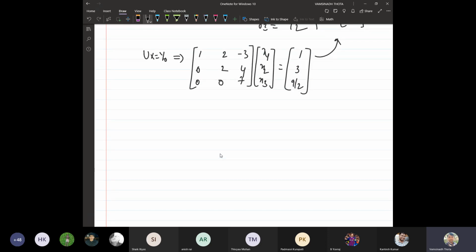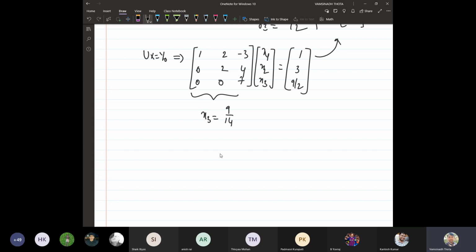Now this is also a triangular system, right? Then we can directly evaluate by either backward substitution or forward substitution. Since the coefficient matrix is an upper triangular matrix, we need to do backward substitution. If you write the last equation, what you will get? X3 is equal to 9 by 14.